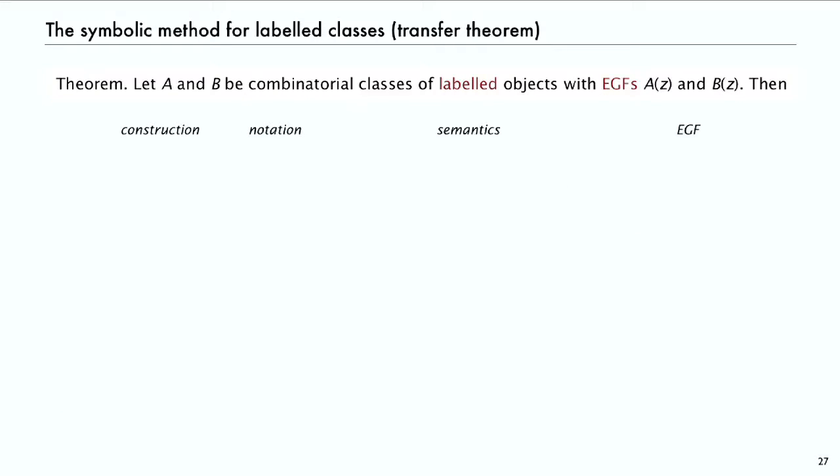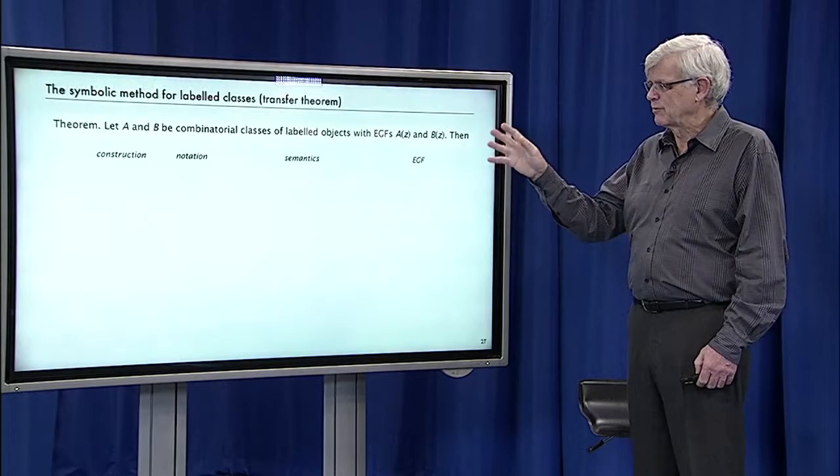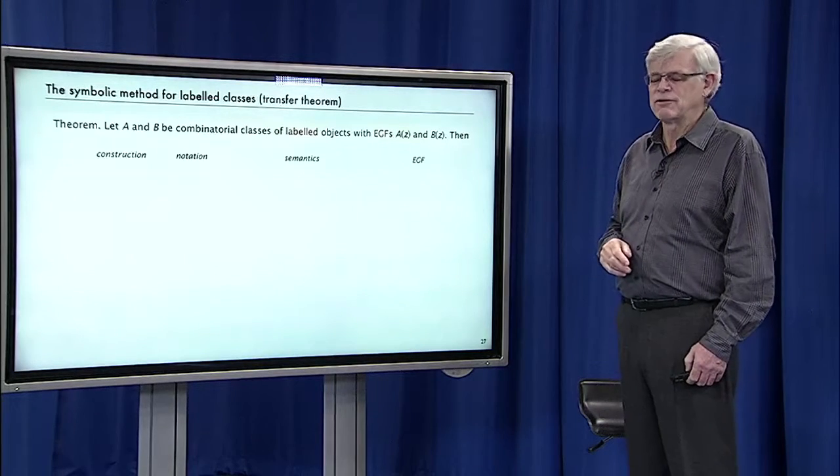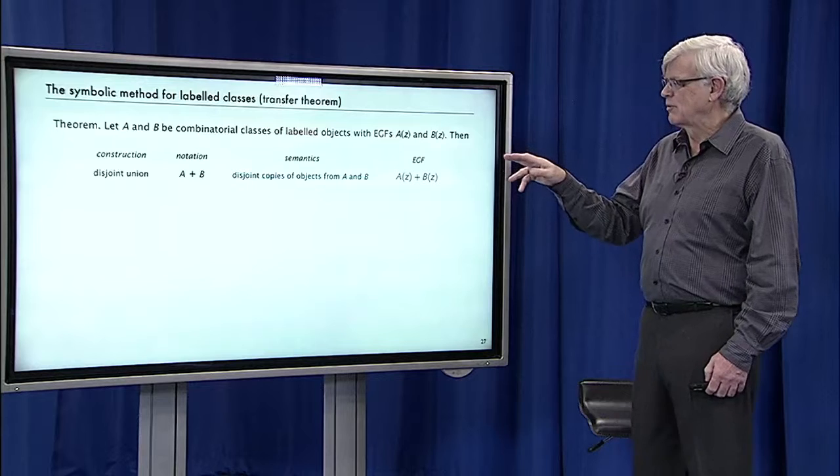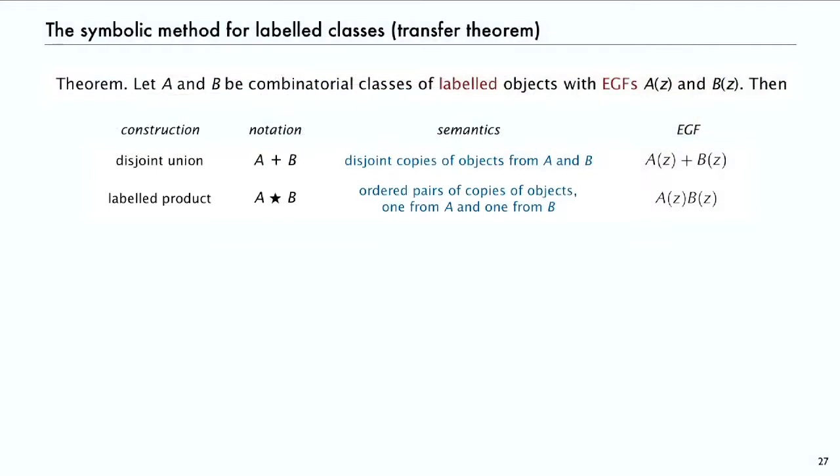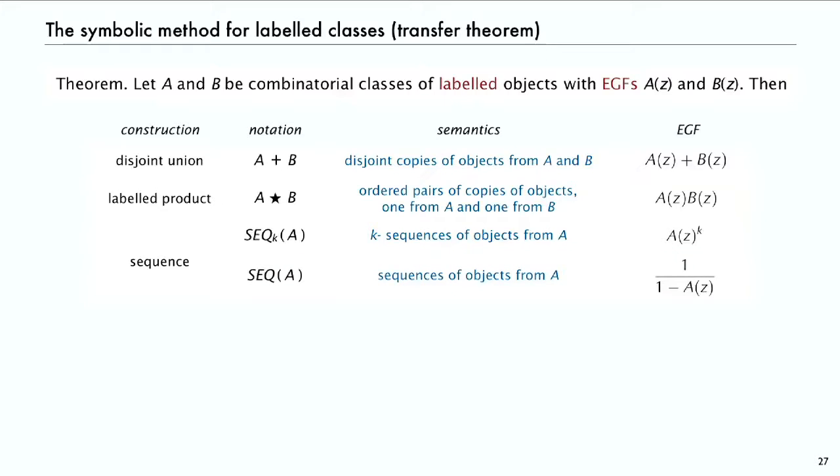Again, what's important is that we have a transfer theorem. If we have combinatorial classes and we know their EGFs, then whatever operations we pick from that list, we're going to know the EGF of the result of that operation. As before, if we do disjoint union, we have the sum. If we do the labeled star product, we have the product of the generating functions. If we do a sequence of k objects, it's A(z) to the k. A sequence of any number of objects is summing those, it's 1 over 1 minus A(z). If we have a set, it's A(z) to the k over k factorial.